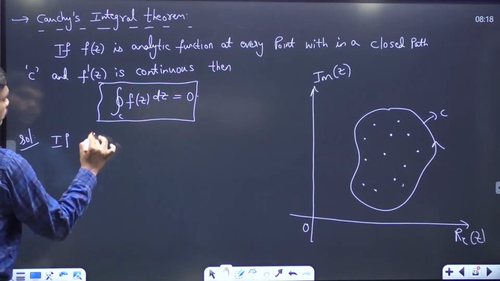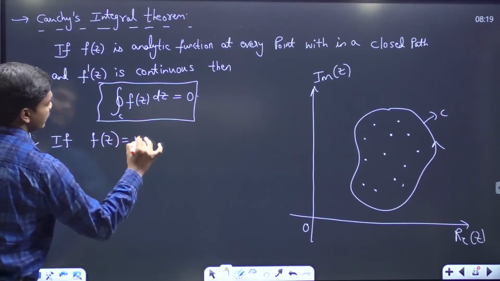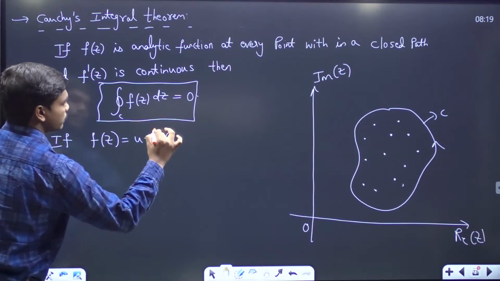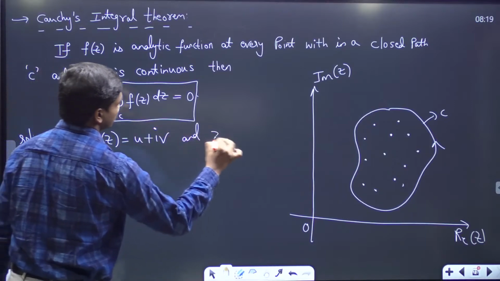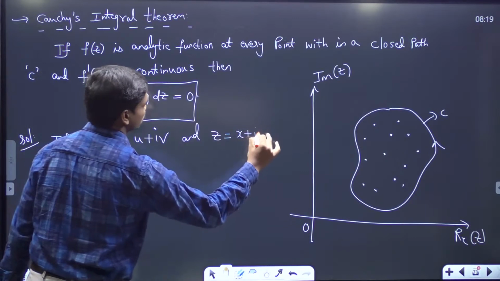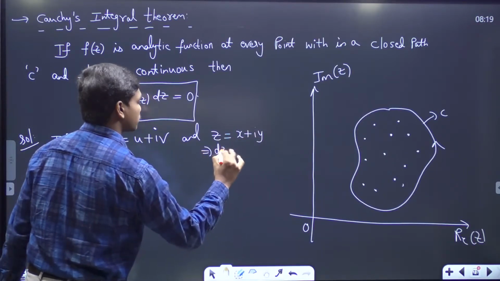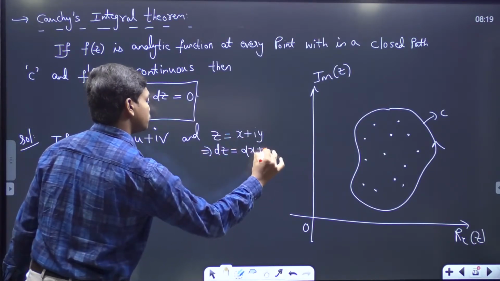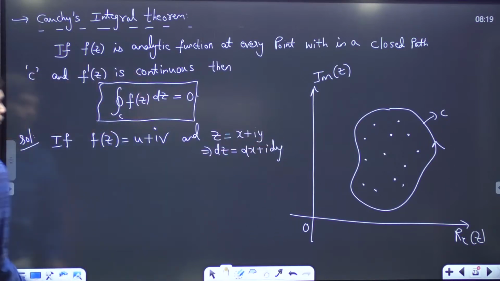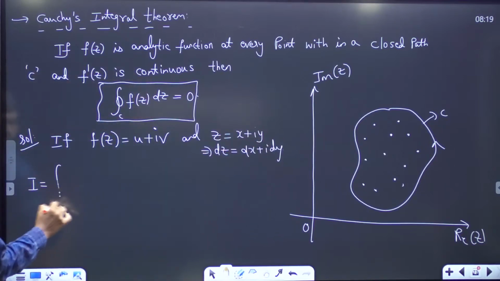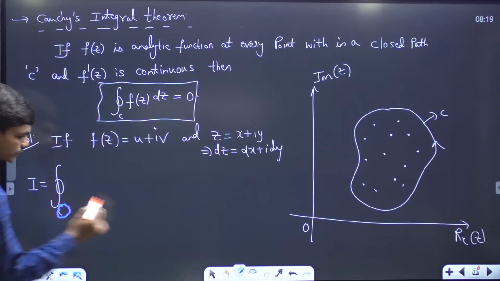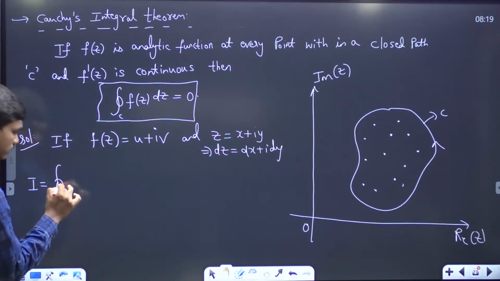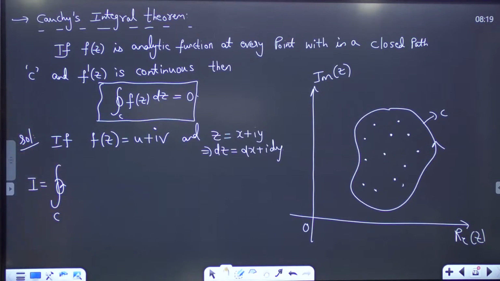Okay, at every point. Then first of all, the solution. If f of z is of the form u plus iv, where u and v are functions of x comma y, and z is x plus iy, so dz is equal to dx plus i dy. So now I is equal to the integration over the path C. Of course this C is a closed path, so I have indicated it with a circle on the integral. Generally the circle on the integral denotes closed paths.